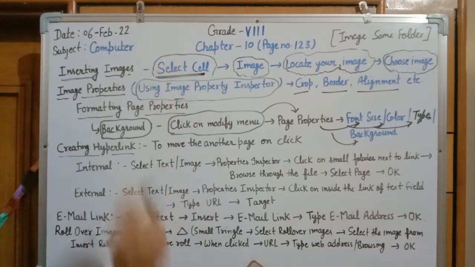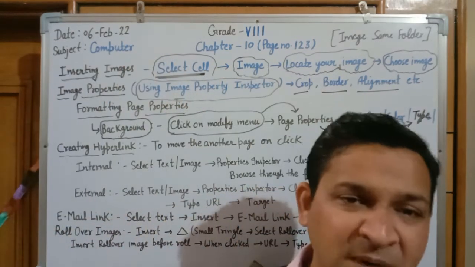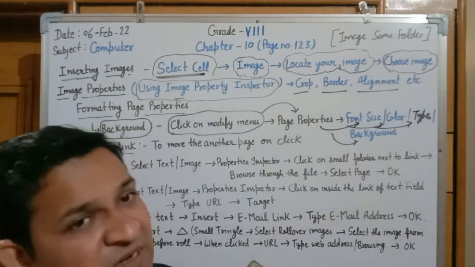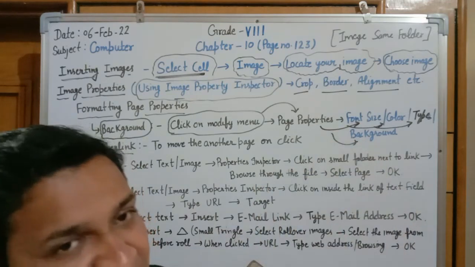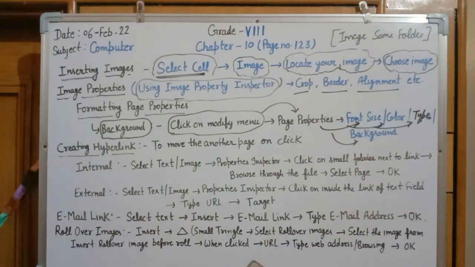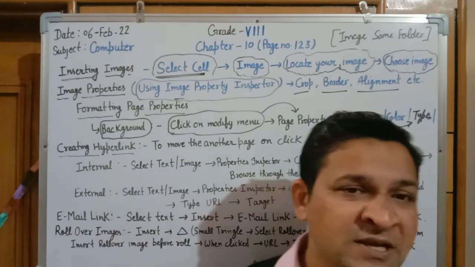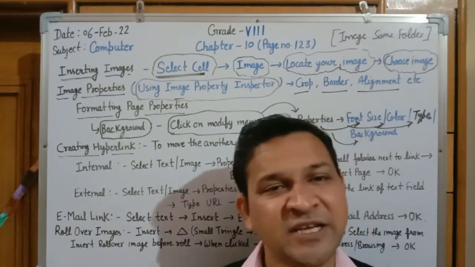When you click on this specific text, which page, which option, which document will appear? This is the part of hyperlink. So we can create two types of hyperlinking, internal and external linking.